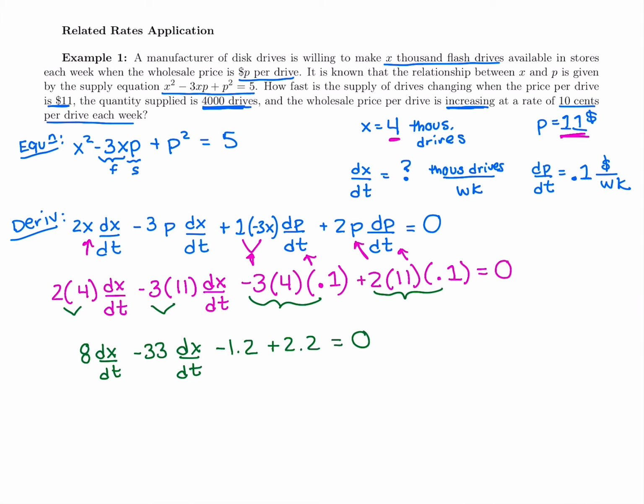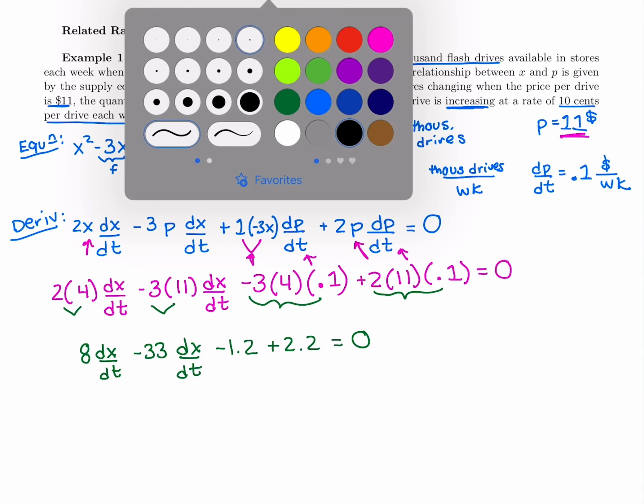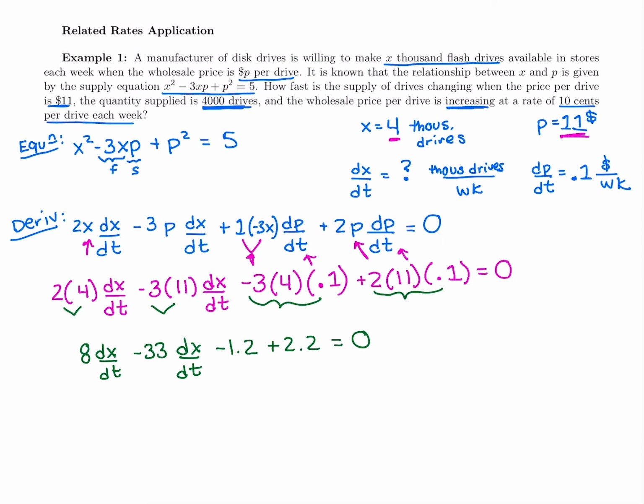Now we can combine some like terms. So for my dx dt, I have 8 dx dt and a minus 33 dx dt, so I'm going to get negative 25 dx dt when I do 8 minus 33. For the numbers, I have negative 1.2 plus 2.2, so 2.2 minus 1.2 is going to give me a 1 here, equals 0. And I just want to solve this like a linear equation.